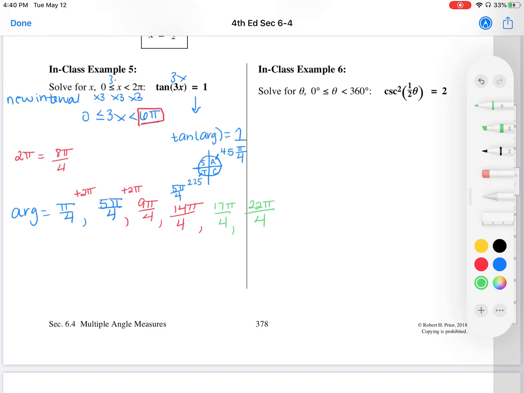I think I added wrong, right? For the first one, 5 pi plus 8 pi is 13 pi. So this will be 21 pi. Okay. Now, let me erase that so it looks clear. So that'd be 21, and this will be a 3.